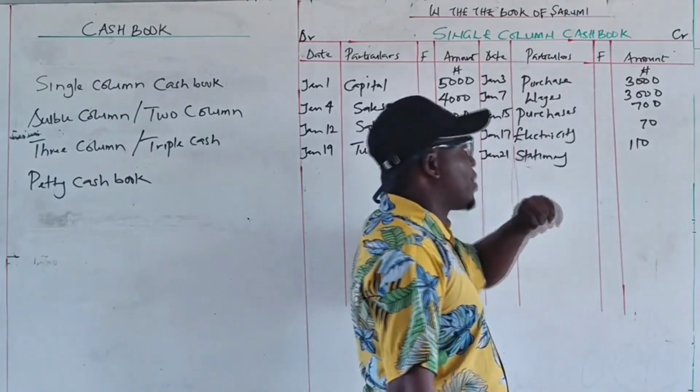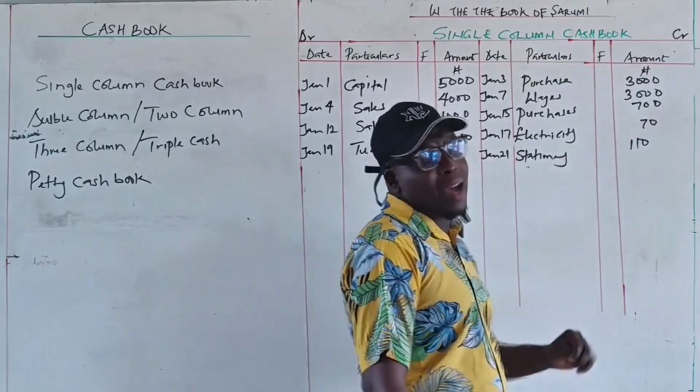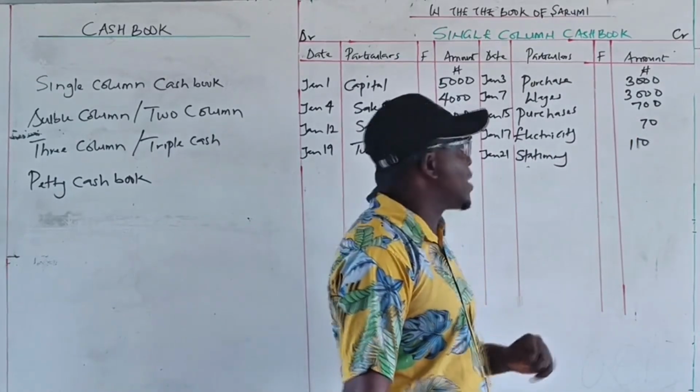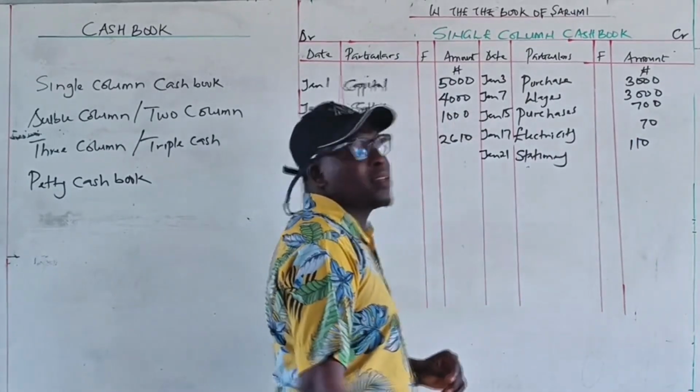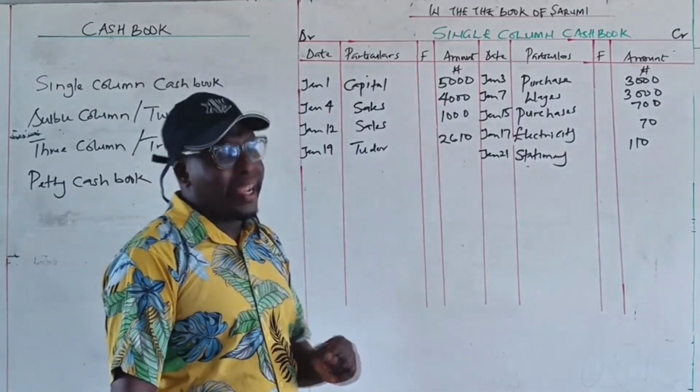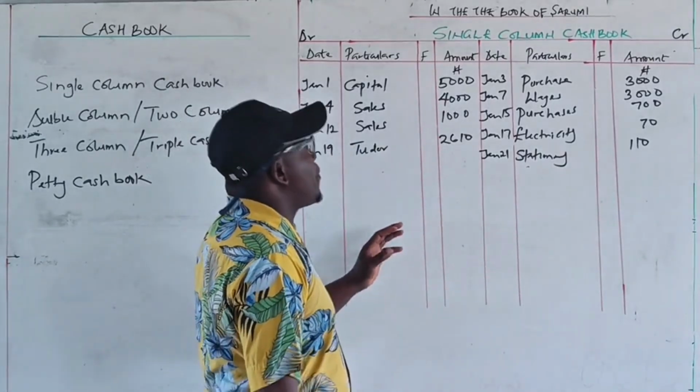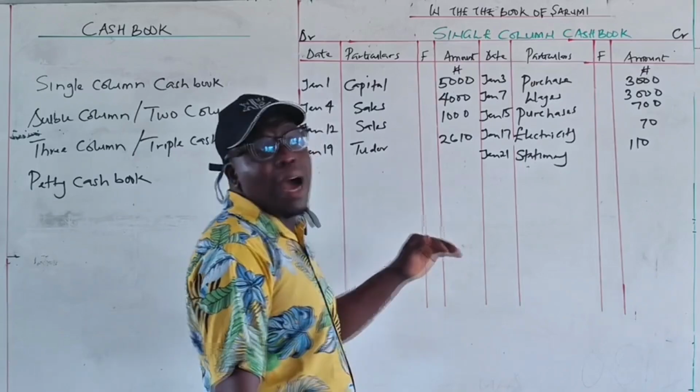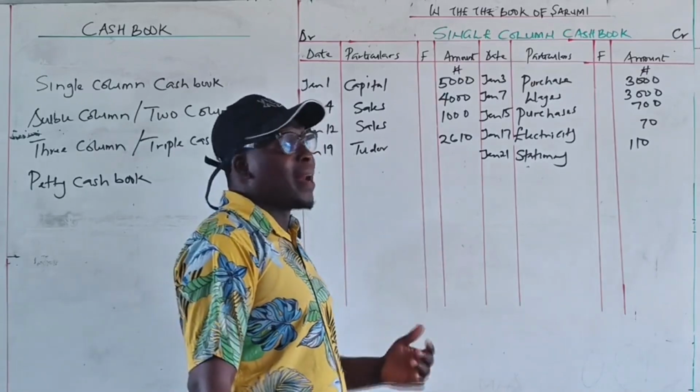And if we look at what we have on our credit side, 3,000 plus 3,000 equals 6,000, plus 700, 6,700, plus 70 naira, 6,770, plus 110, 6,880. So the difference between the two will be our balance carried down and our balance brought down.